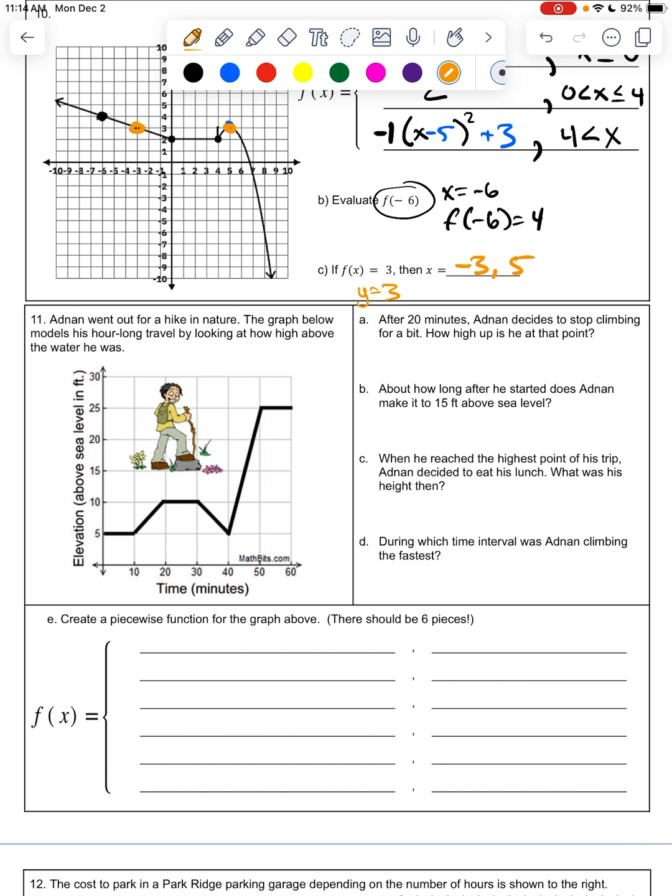Number 11, talking about Adnan going for a hike in nature. The graph models an hour-long travel, showing how high above the water he was. After 20 minutes, Adnan decides to stop climbing for a bit. How high up is he at that point? Well, at 20 minutes, what's going on? He's got a height of 10. 10 what? It's in feet above sea level. So I'm going to put 10 feet above sea level.